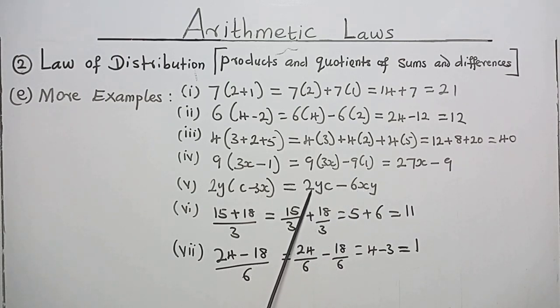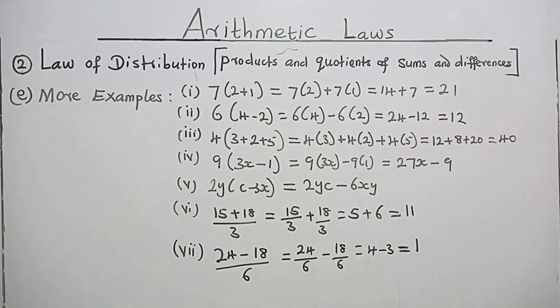This one tells us that we can bypass this stage and just come to this last stage. All beginners must not bypass this stage where what happens is explained. But as you become more and more proficient and experienced, you can bypass this stage and offer the answer. There is no penalty for bypassing this stage. So here I bypassed it and said 2y times c is just 2yc. 2y times minus 3x is equal to minus 6xy.